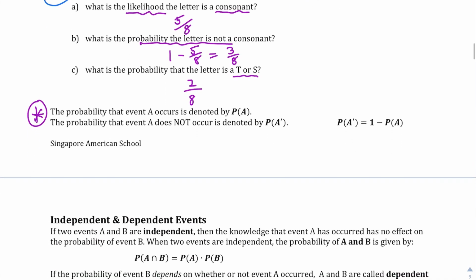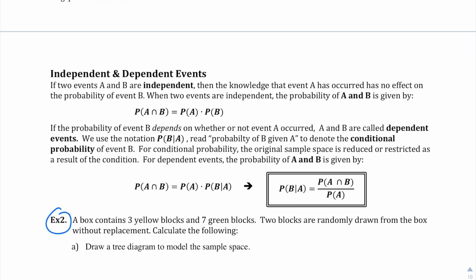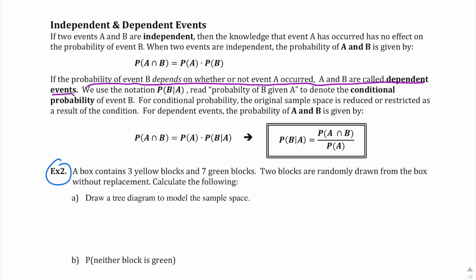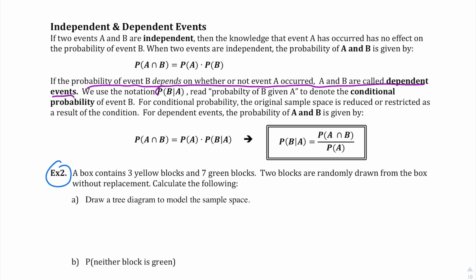Okay, now we're going to move to the beginning notions of independent versus dependent events, and specifically we're going to give a definition for something known as conditional probability, and this is the notion that one event is affected by whether or not another event has occurred. And so if the probability of an event depends on whether or not A has occurred, then those events will be dependent on each other. This notation reads the probability that B occurs given that A has occurred.